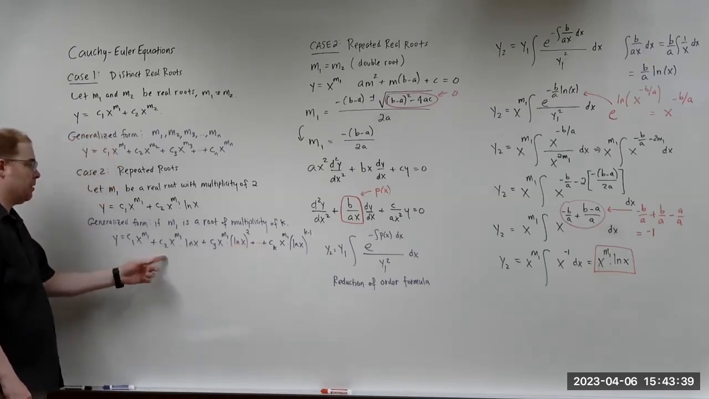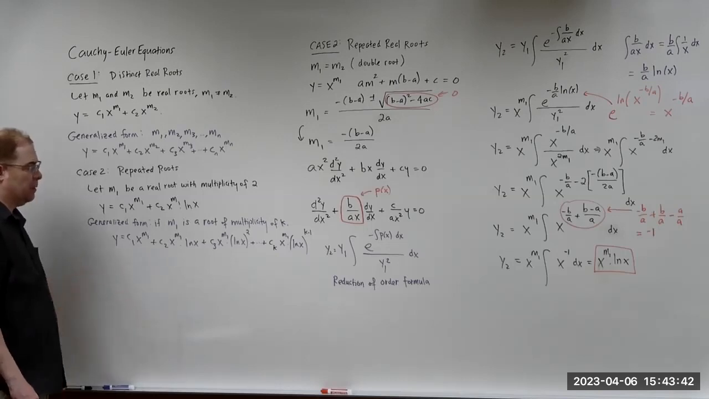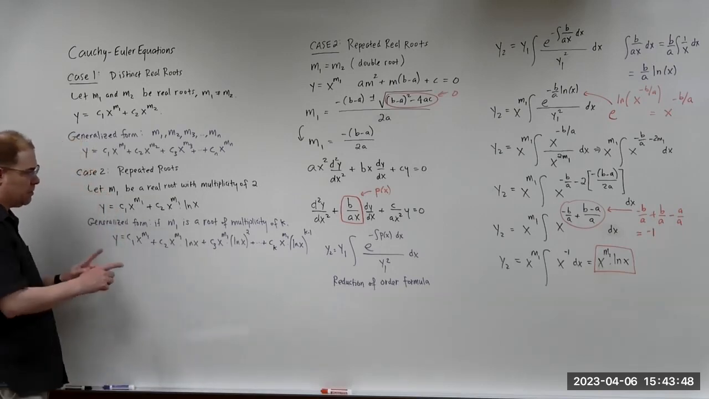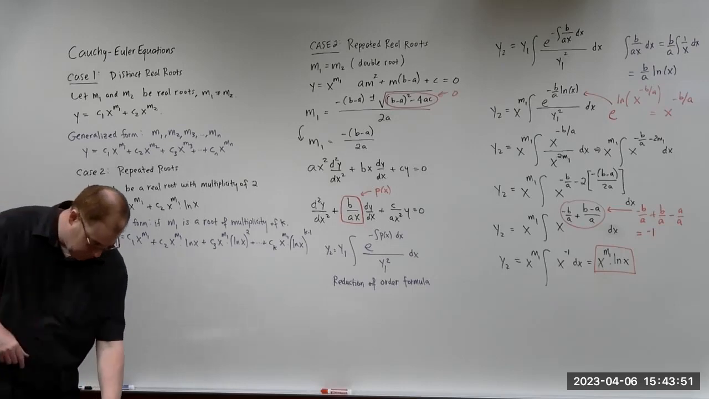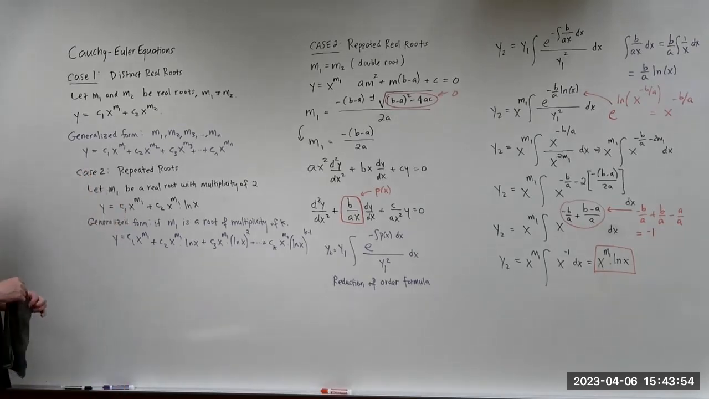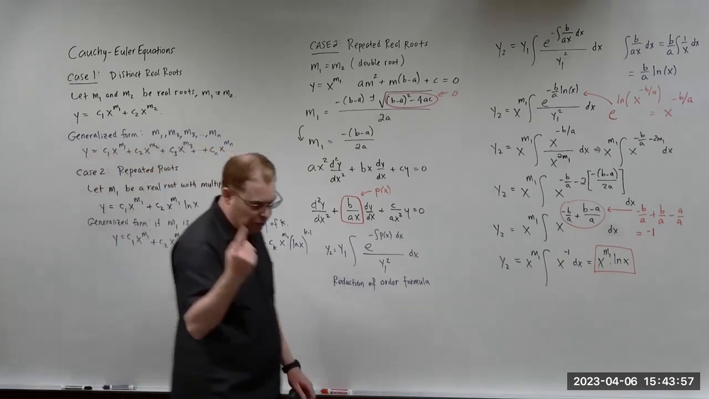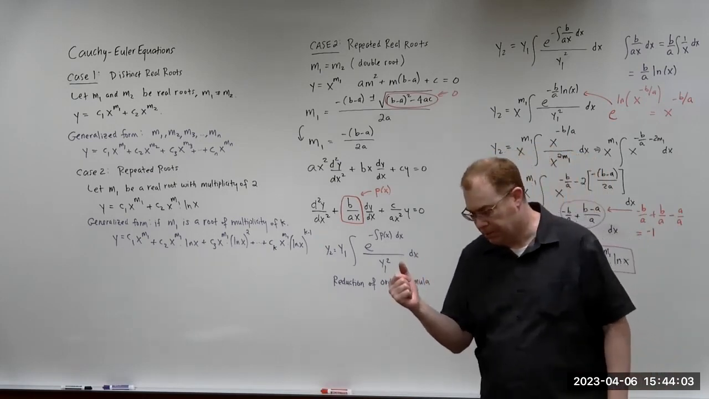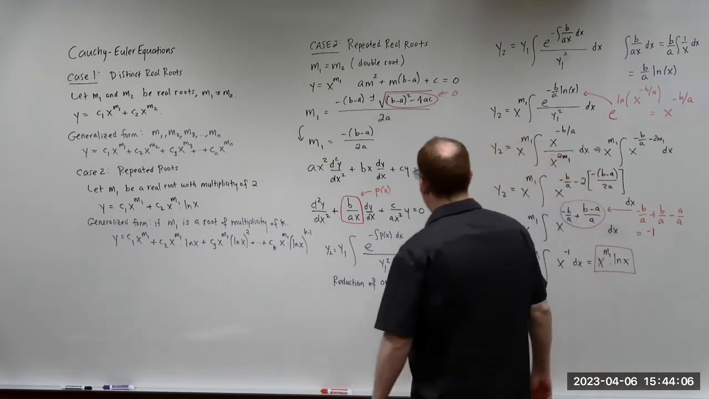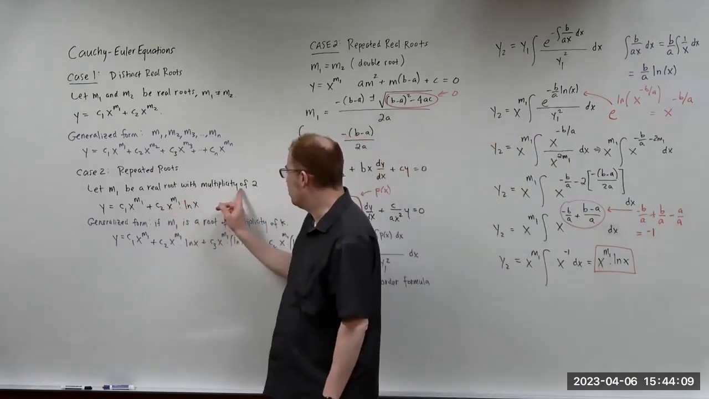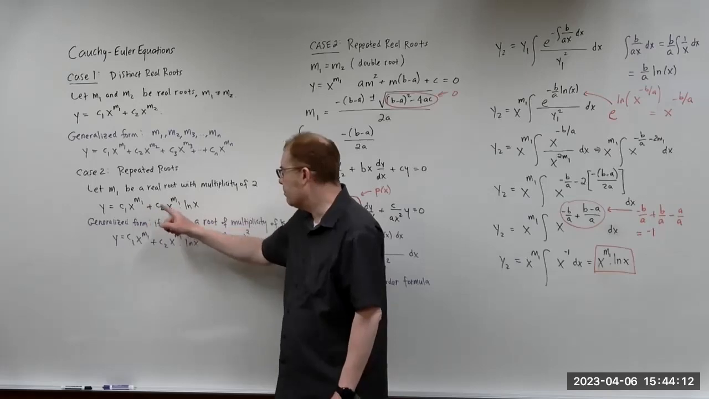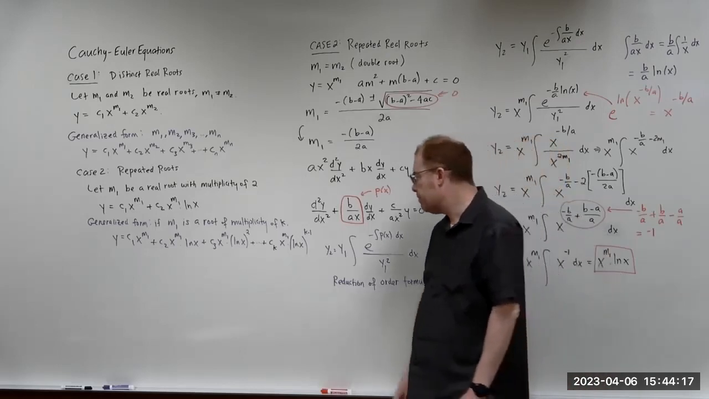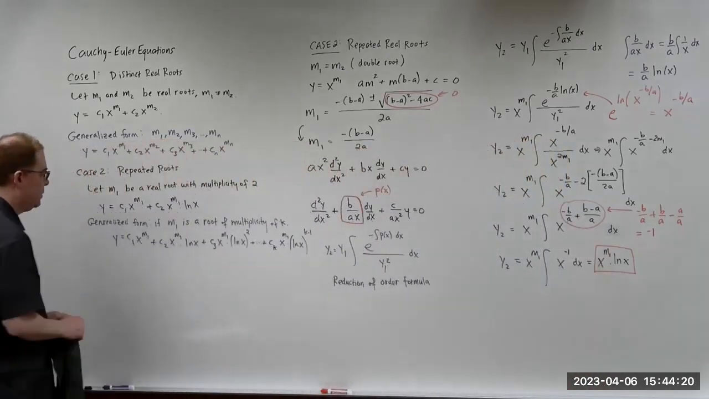So the number of terms here, if it's a multiplicity of k, will be k terms. For example, for multiplicity of 2, we have 2 terms. If we have multiplicity of 3, then it would be 3 terms.